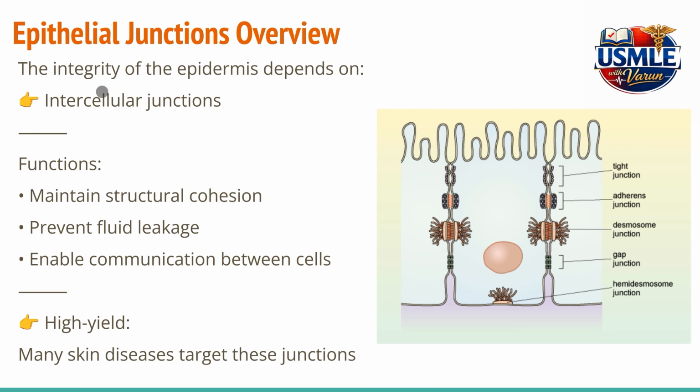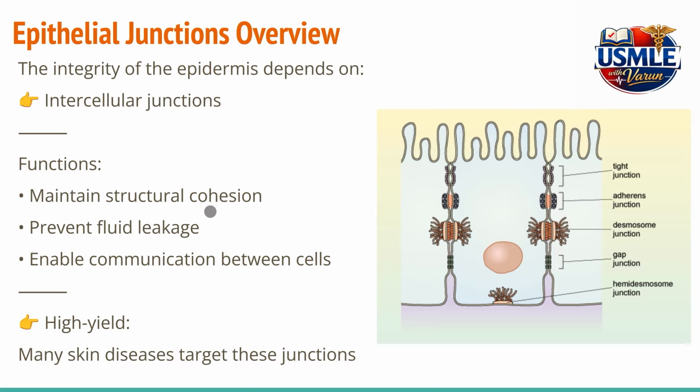Now let's move on to one of the most important concepts in dermatology, like how the skin cells stay connected. The integrity of the skin depends on specialized junctions that hold cells together or attach them to the underlying structures, called the intercellular junctions. If these junctions fail, the skin separates. So this is what exactly happens in blistering diseases.